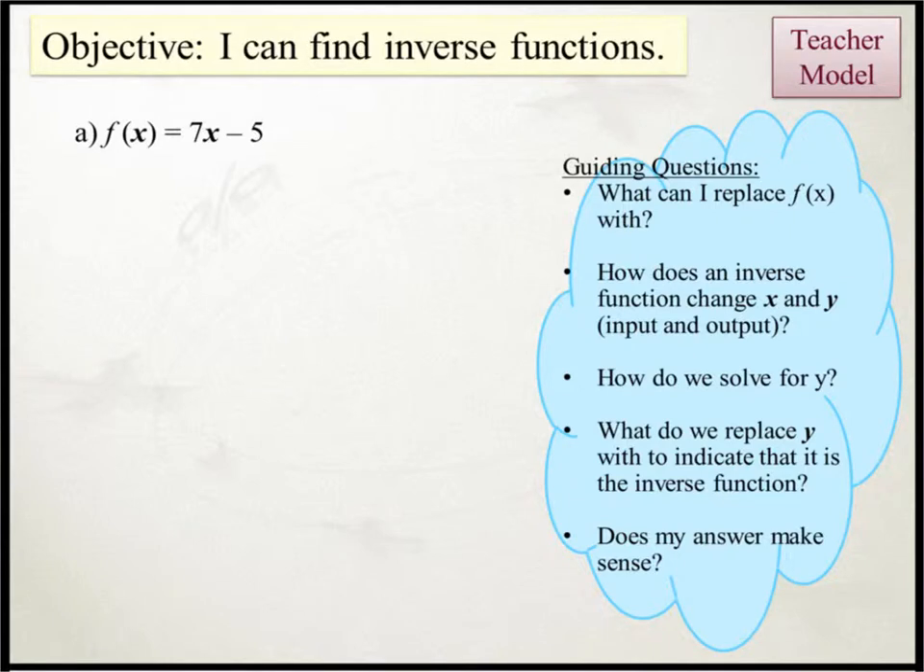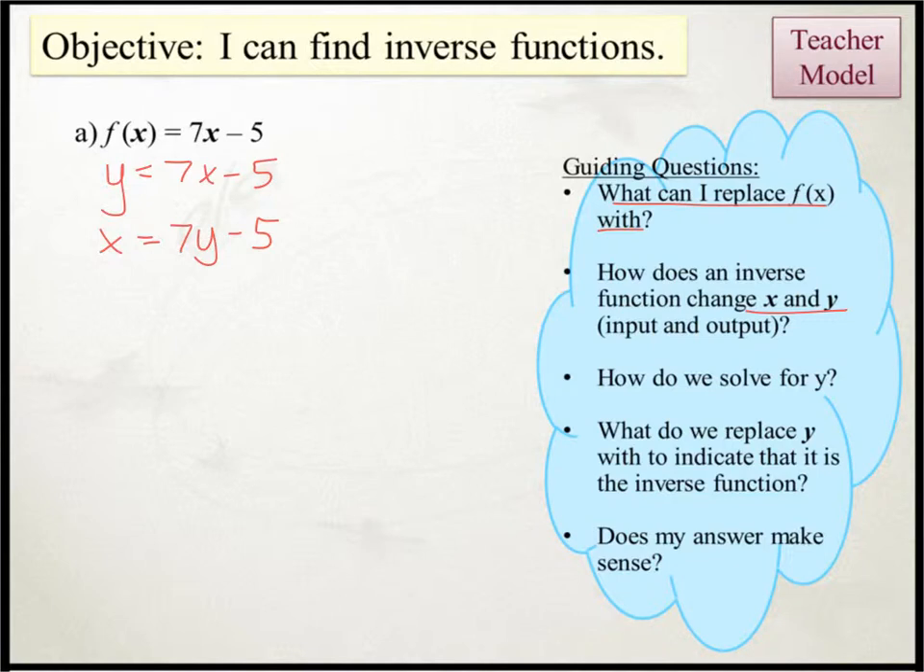Let's start with an easier question. I'm going to be thinking about these guiding questions as I go along. What can I replace f of x with? Oh yeah, that is just y. So I am replacing the f of x with a y. And then I also remember that the major concept of an inverse function is that it switches the x and the y around. So everything's opposite here. I'm going to write my x where my y is, and I'm going to write my y where my x is.